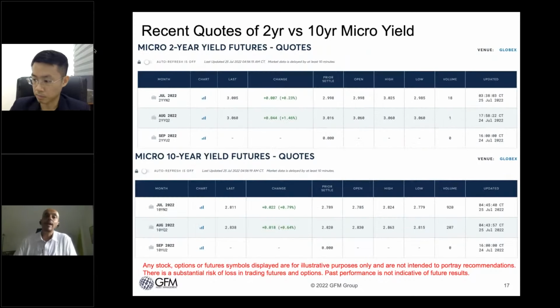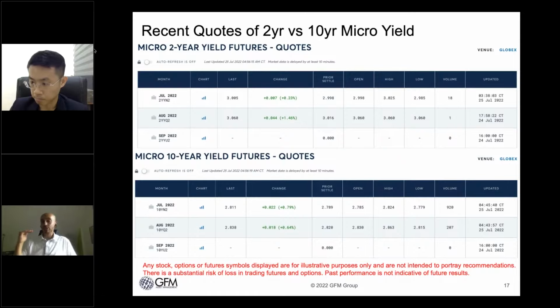To give you an example of how these are quoted, as I mentioned earlier, if we want to look at the 2-year and the 10-year, these are the two most liquid tenors, the most commonly followed and traded tenors. What we'll see here is that the 2-year, when I took the screenshot yesterday, was trading at around 3 percentage points. And that means that if you expect the 2-year yield to go above 3, you can buy this futures contract and you'll profit dollar for dollar as it goes up.